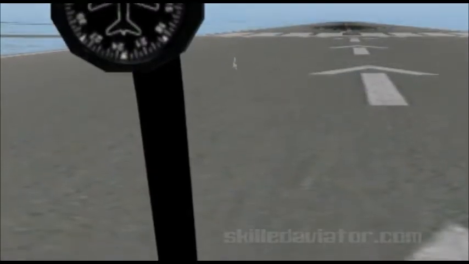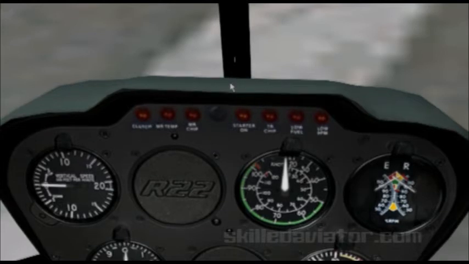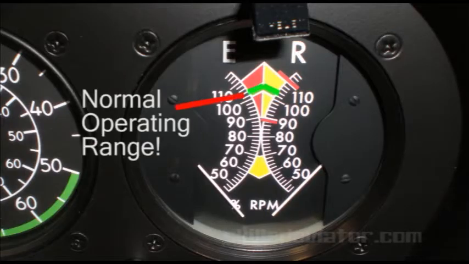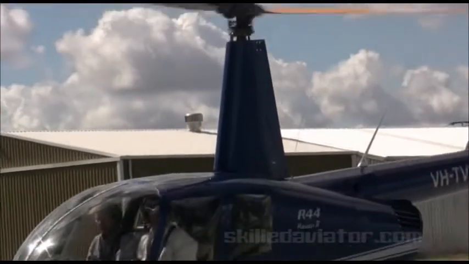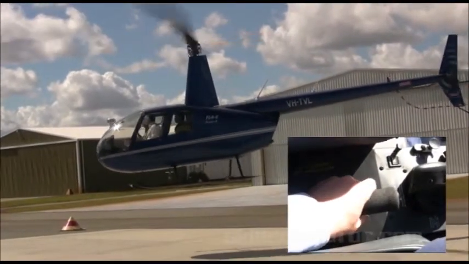Helicopter rotors are designed to operate at a specific speed. Sounds complicated? Not necessarily. As on the Robinson helicopters, you'll usually find a governor to maintain the correct RPM. However, on some other aircraft, the throttle is manipulated by the pilot to keep the RPM in the correct range.